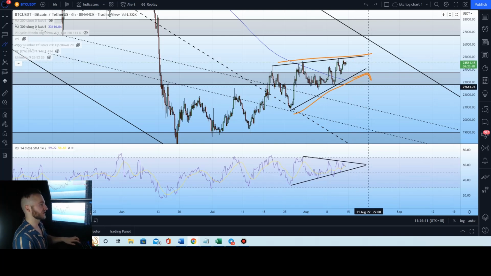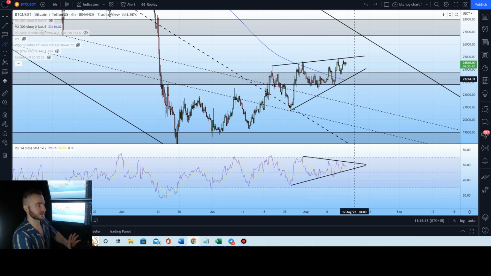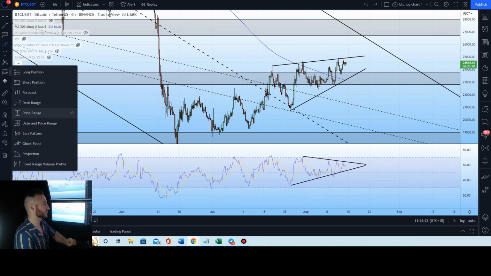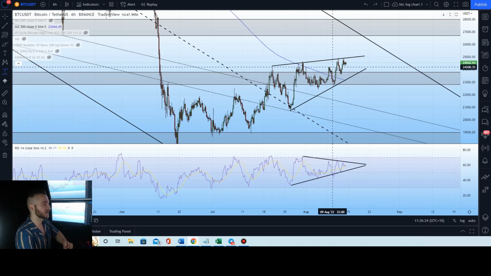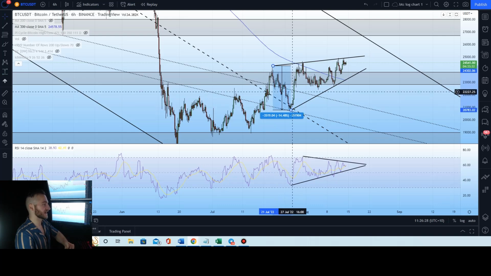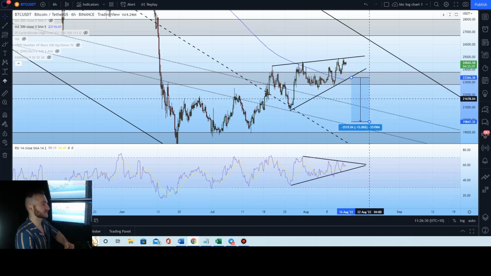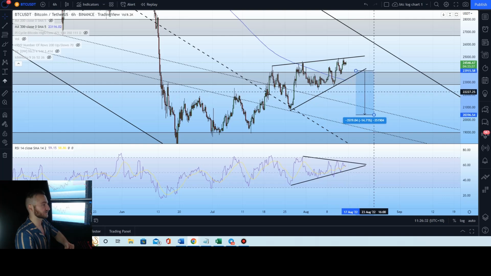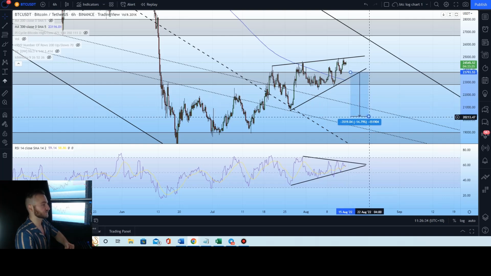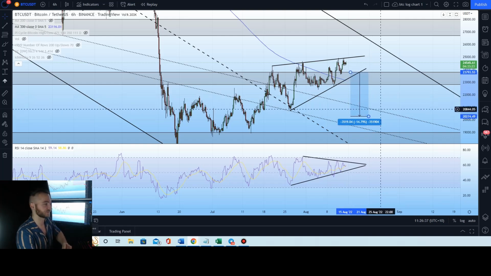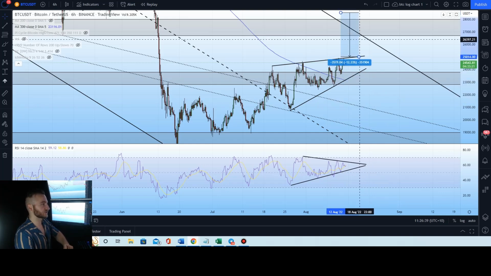Now, ascending wedges are inherently bearish patterns, and we do expect this to potentially break to the downside. What we want to talk about is the measured move. With a measured move from ascending wedges, we take the first high to the first low. That is our measured move difference. We apply that to the breakout point. So say, for example, we break down over here, the measured move would take us to about $20,000. If we break upwards, it would take us over 28. That is how we use the measured move.